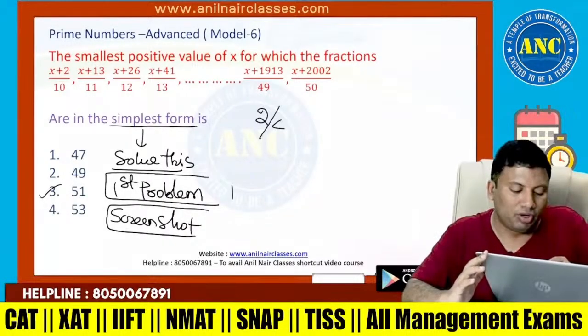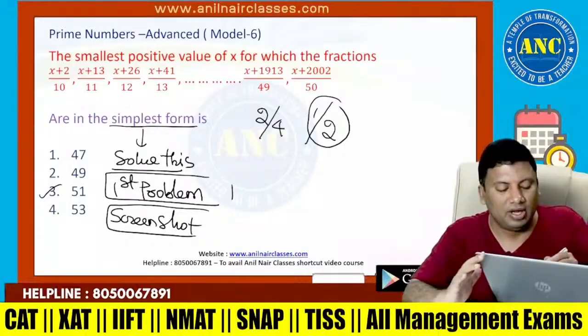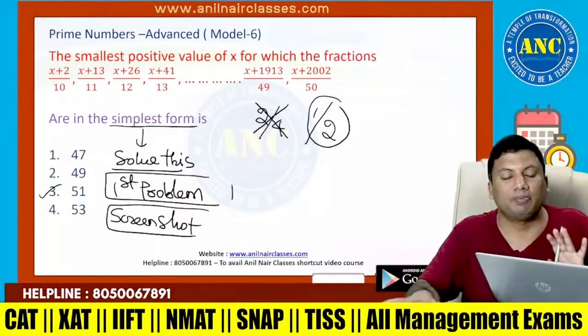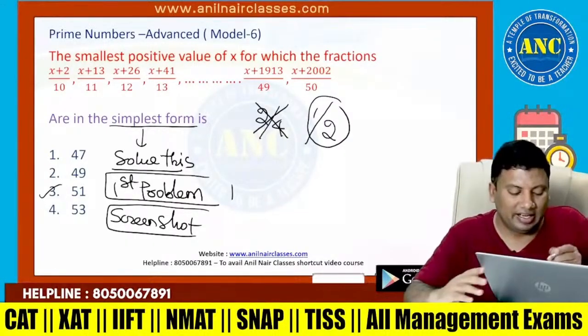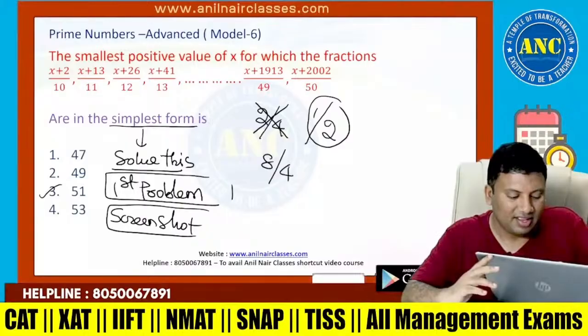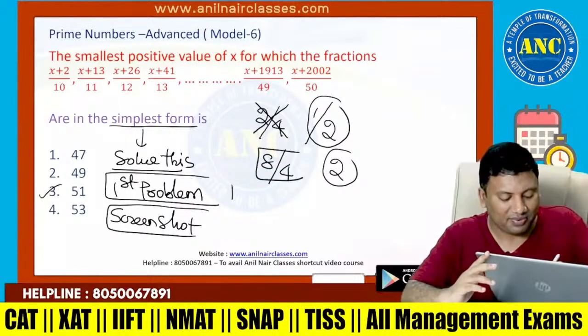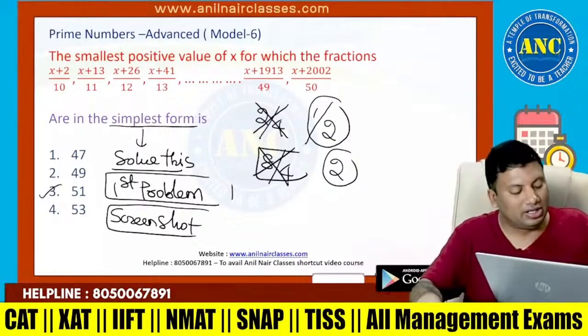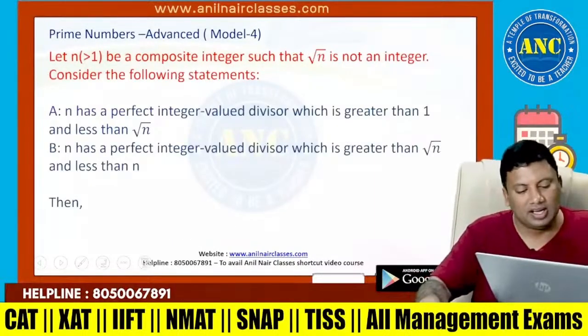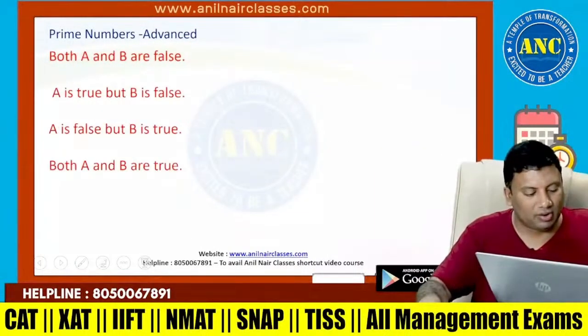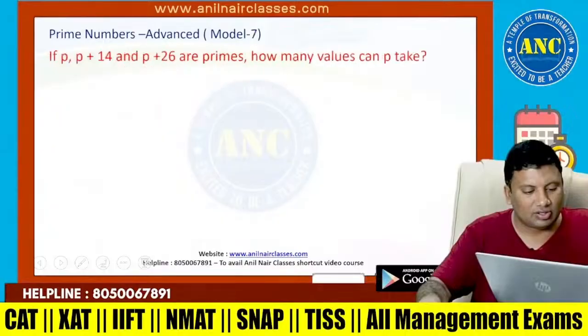2 by 4 and 1 by 2. 1 by 2 is in its simplest form. 2 by 4 is not in its simplest form. I hope the idea is clear. 8 by 4, 2. 2 is in its simplest form. 8 by 4, it is not in its simplest form. Idea it's clear. This question we have already seen. This also we have seen.